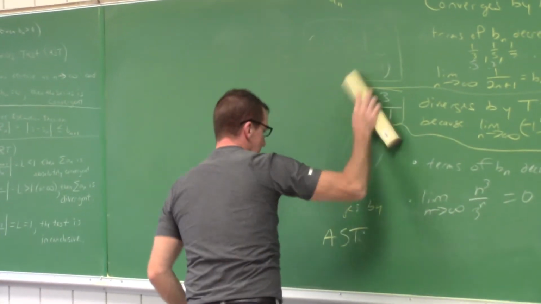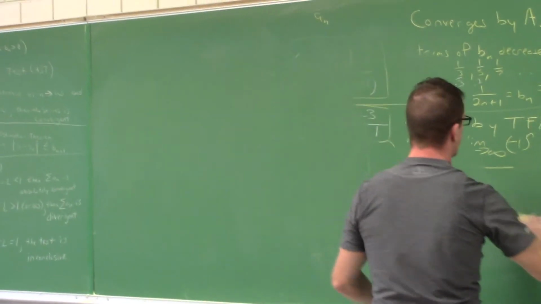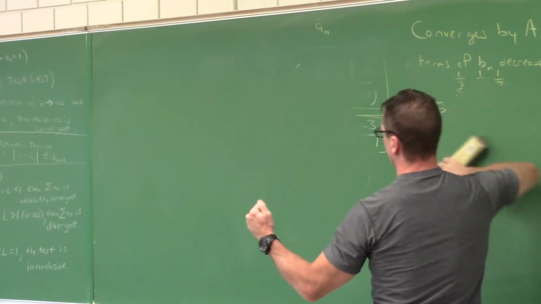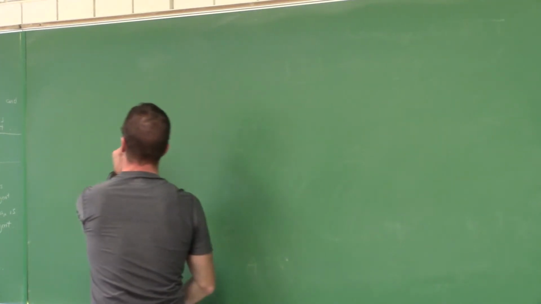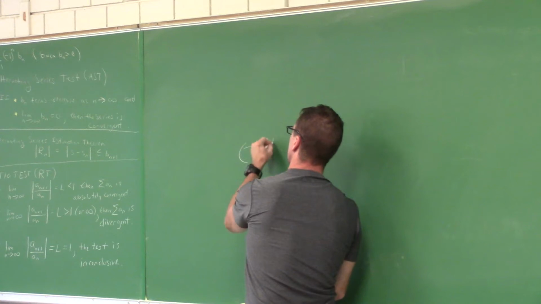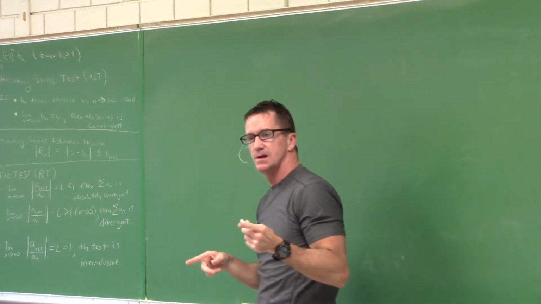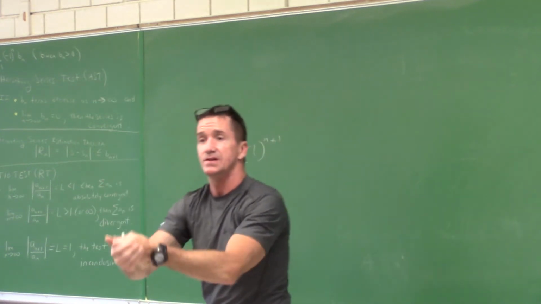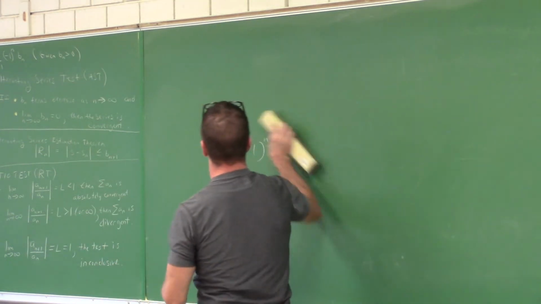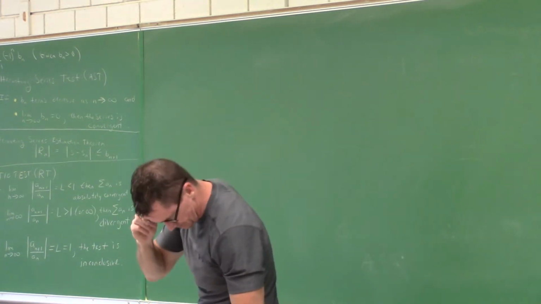Hey, if you don't see that limit going to 0, what test will you go to? Not the alternating series test. Now you see something like that in a series, and you notice the limit isn't going to 0, go right to what test? TFD, the test for divergence. All right. And this is number 19.